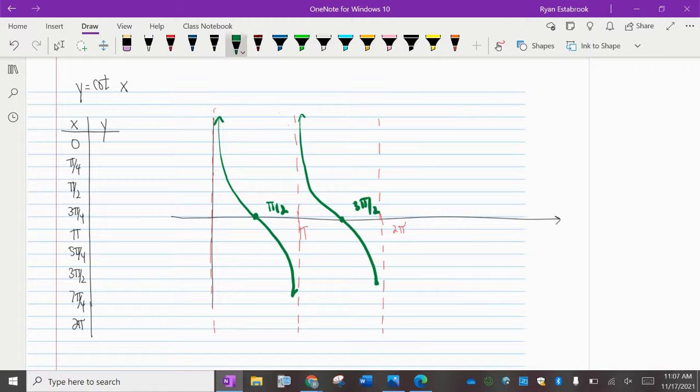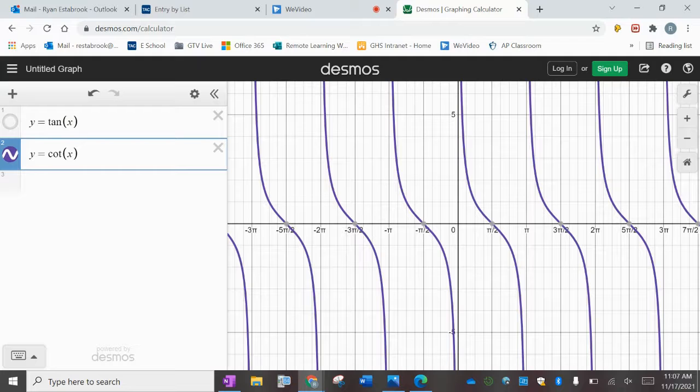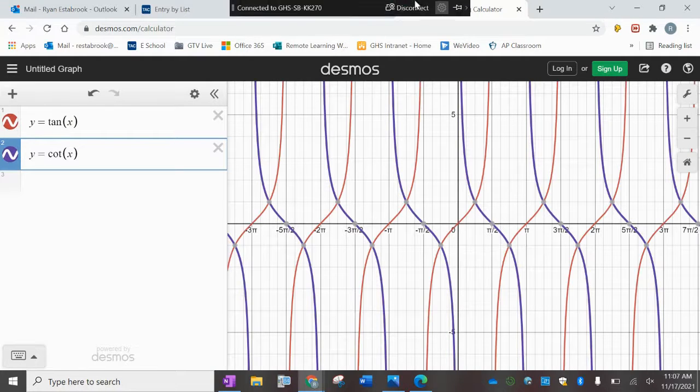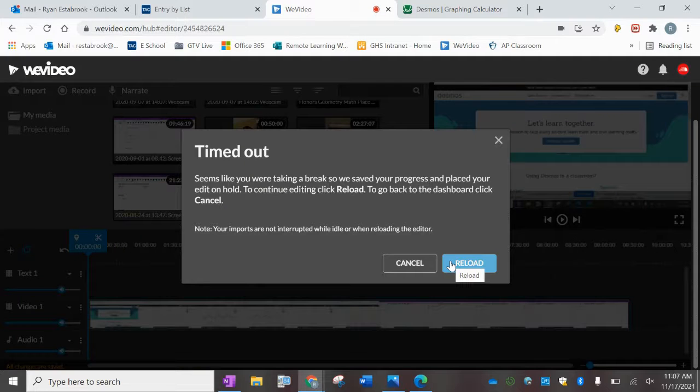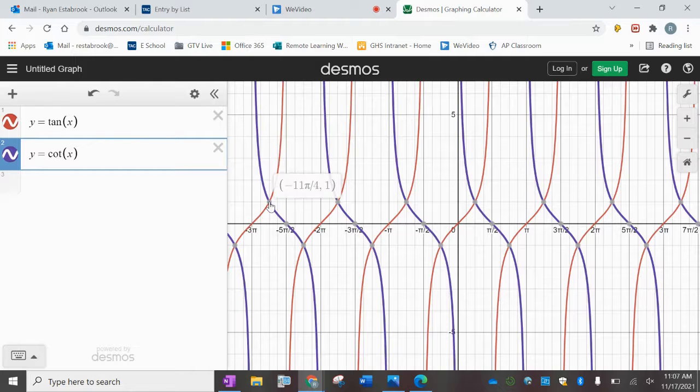So 6 total graphs, sine and cosine. Those were the originals. Those are the ones we did all the transformations on. But now we have secant and cosecant, as well as tangent and cotangent. Can you go back and compare, like, yeah, so they're intersecting right at this point. It's kind of a weird point, negative 11 pi over 4 comma 1. That's where the tangent and cotangent would be equal to each other.